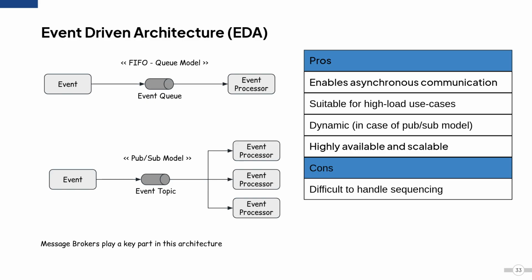And one thing is, it's difficult to handle sequencing, especially when it comes to the pub sub model. Let's say these event processors may get the events in different time frames, and they may do the event processing at different speeds. And let's say you want to have a particular sequencing handled. How are you going to do that? It's not impossible to do, but it's difficult to do.